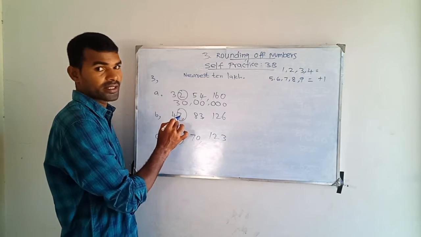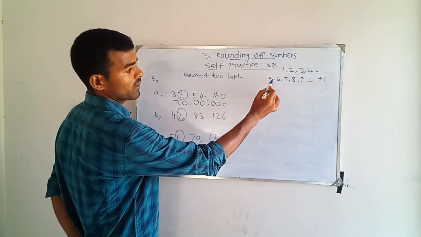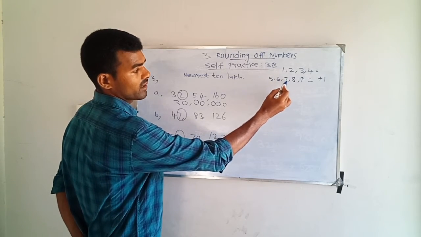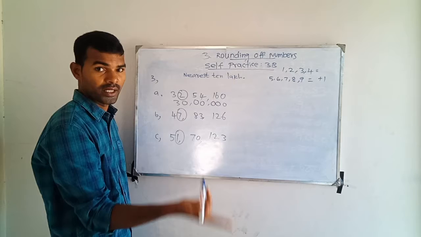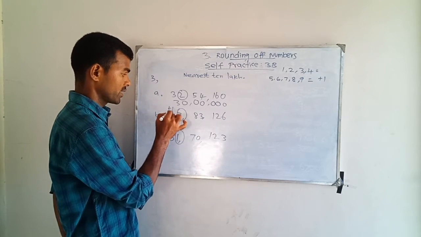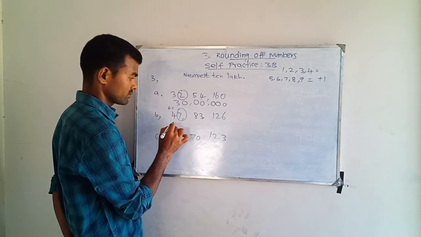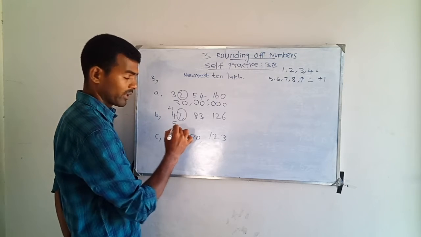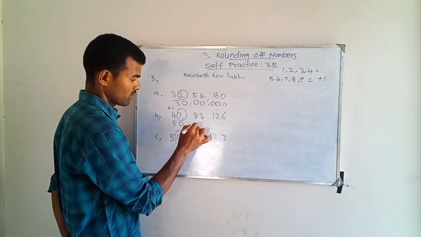Here it is 7. 7 is above 5. So we add plus 1 to the 10 lakhs place. So 7 plus 1 here in the 10 lakhs place, it is 5. The remaining are 0.